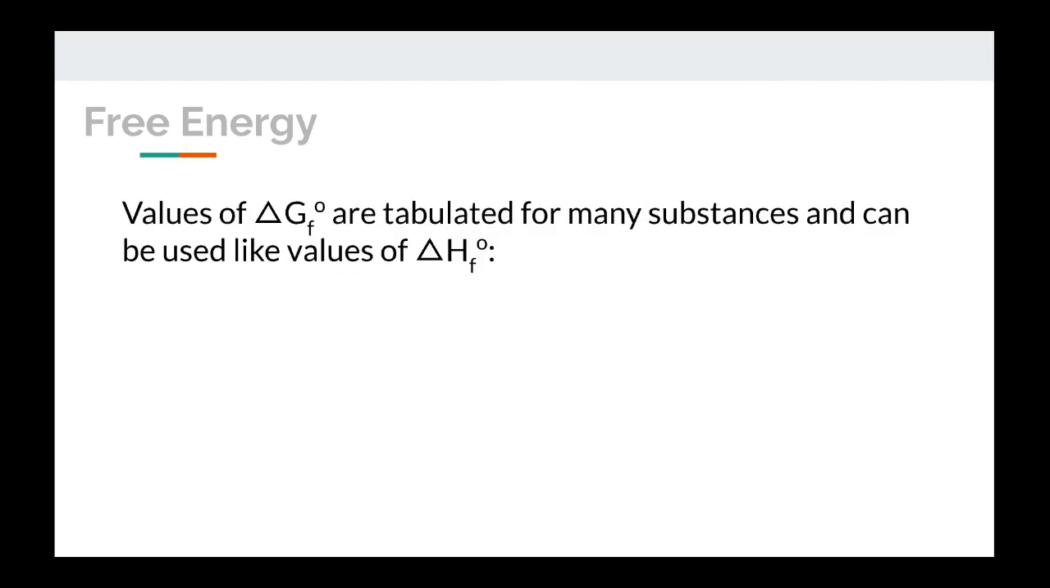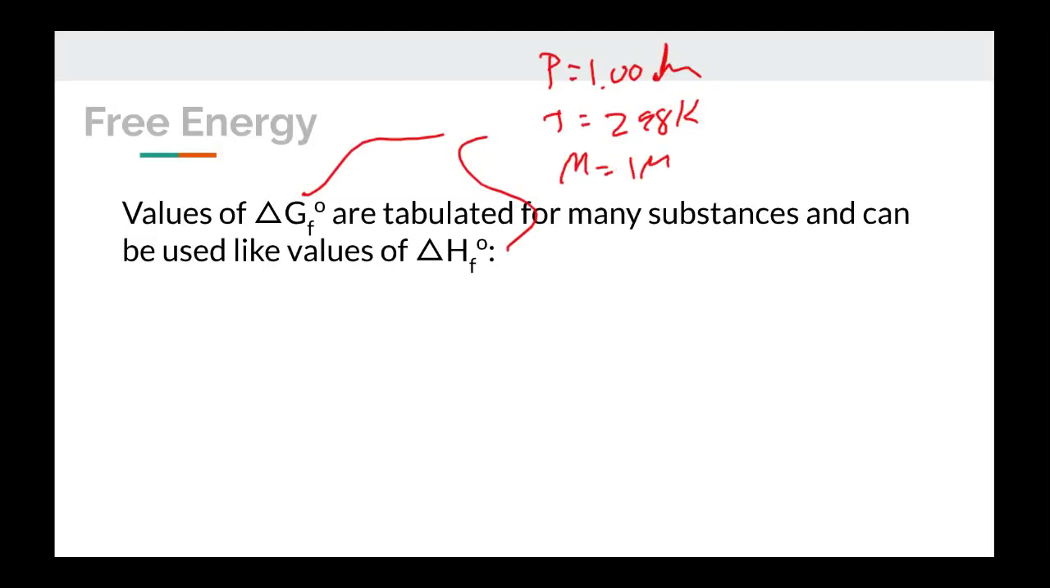Values of free energy change for formation are tabulated for lots of substances and can be used just like values of enthalpy change for formation, standard values. So standard values, both for enthalpy change and for free energy change. Remember, they're based on pressure is 1 atmosphere, 1 bar actually. Temperature is 298 kelvins, and concentrations are 1 molar, and it's for formation of 1 mole from elements in their standard states.